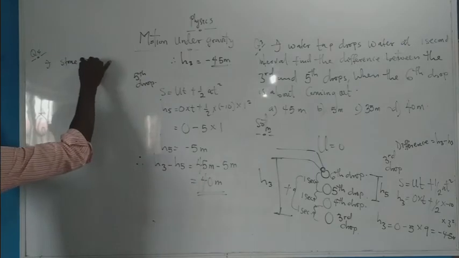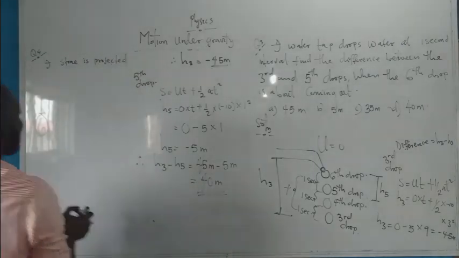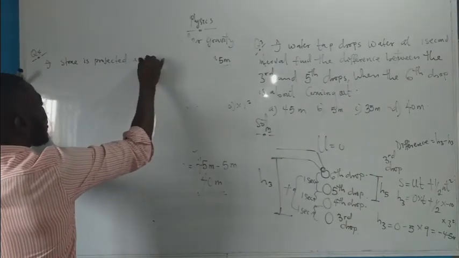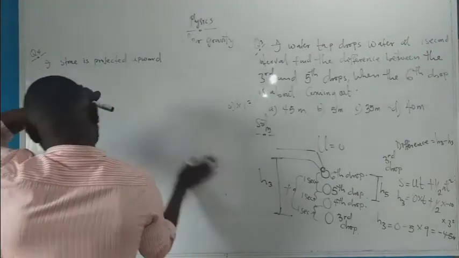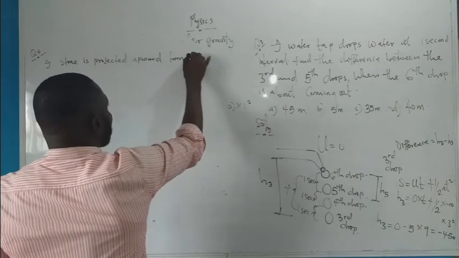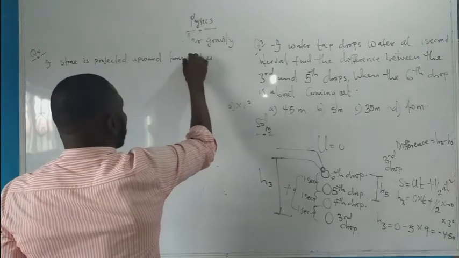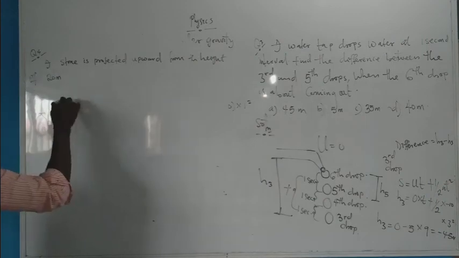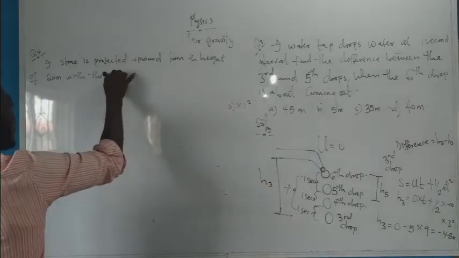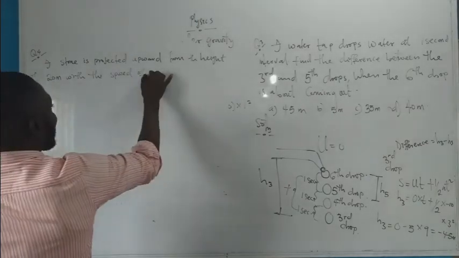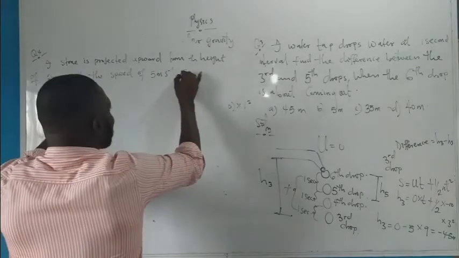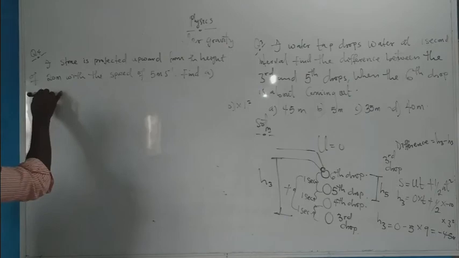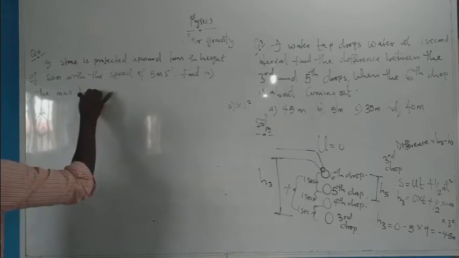A stone is projected upward from a height of 20 meters with the speed of 5 meters per second. Find A, the maximum height attained.